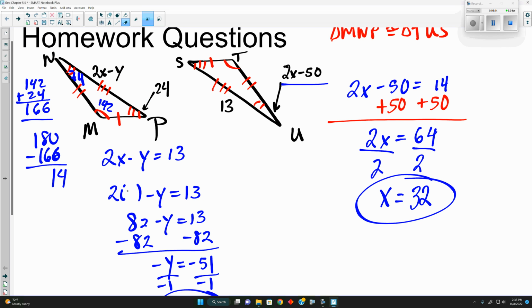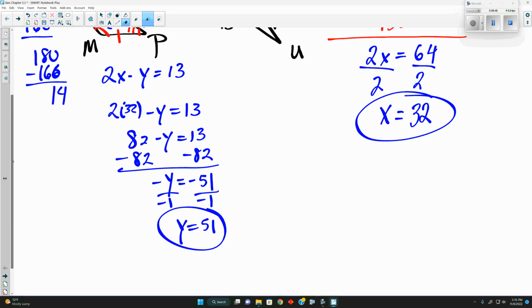So here it is 32, which is going to make these numbers make a little more sense, because this here, 2 times 32 is 64. And when we subtract 64 from both sides, we should get negative 51, which is going to give us y is 51.